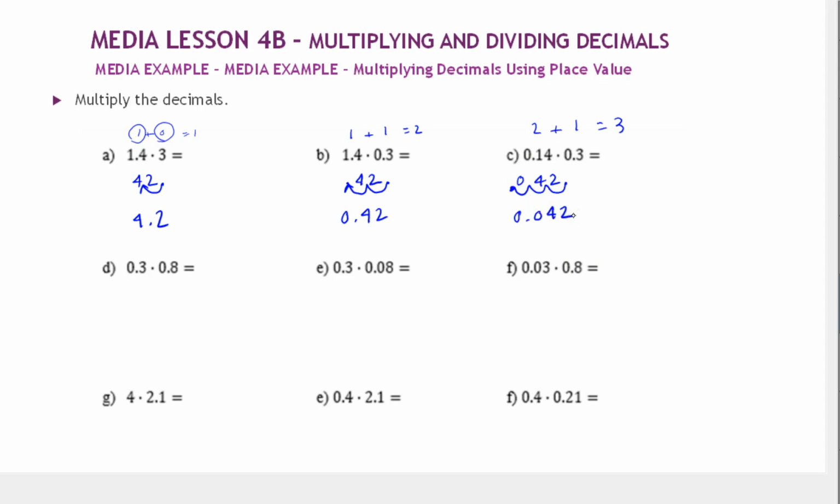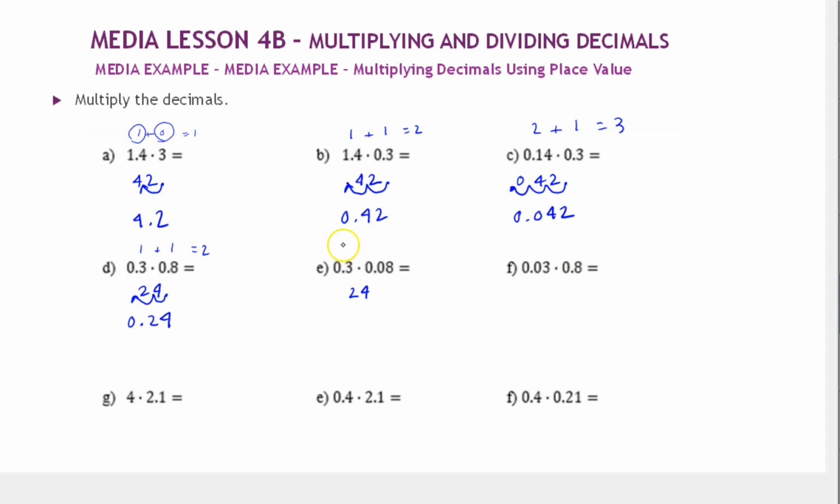Let's look at the next set. So all of these involve 3 times 8, and 3 times 8 is 24. So I'll start with 24. Here we have 1 decimal to the right. Here we have 1 decimal to the right, giving us a total of 2. Start to the right, move 2 places, and our product is 0.24.